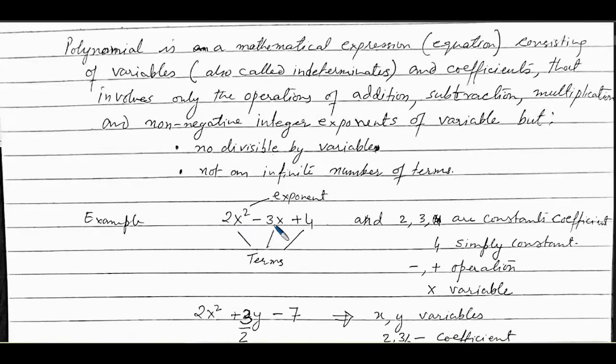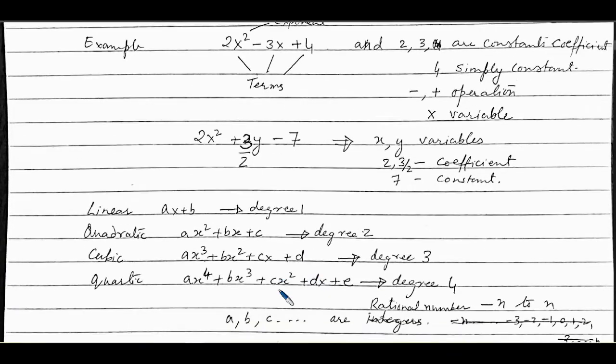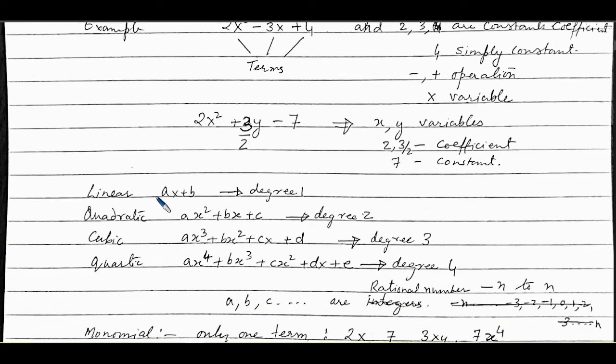So here 2, 3 are the constant coefficients and 4 simply is a constant. These are the operations and x is the variable. As I said, these coefficients can be any rational numbers, it can be a fraction also. And here x and y are the variables, this 2 and 3 by 2 are the coefficients and 7 is a constant. So you can have a polynomial which is linear, that is, x to the power 1. So it is degree 1.